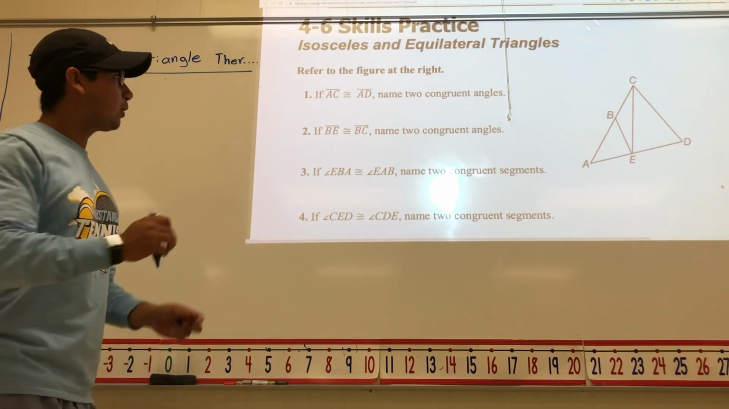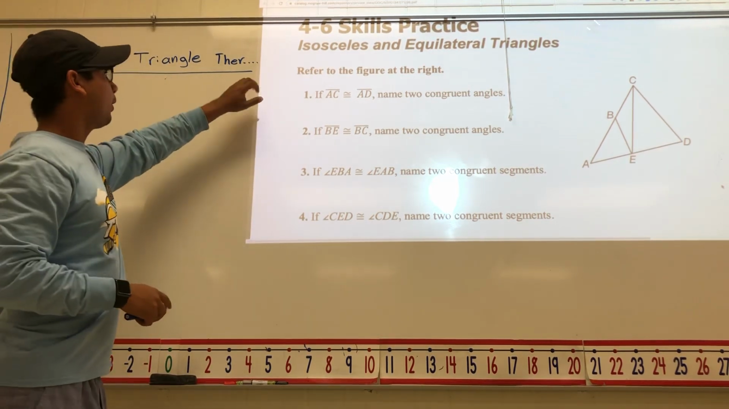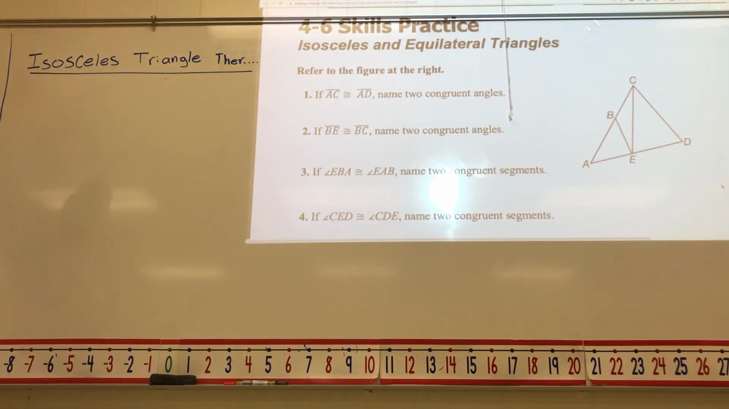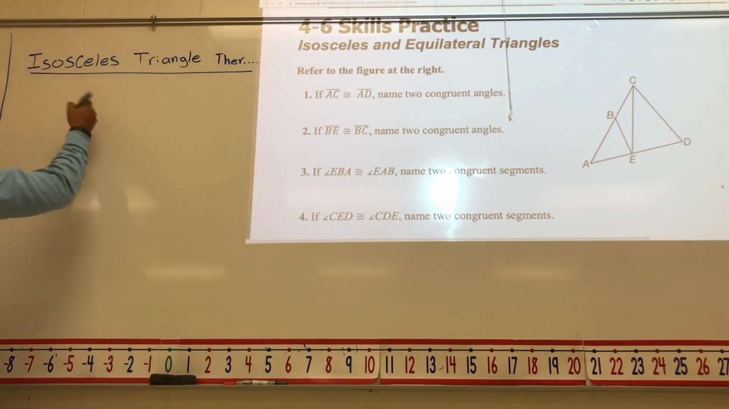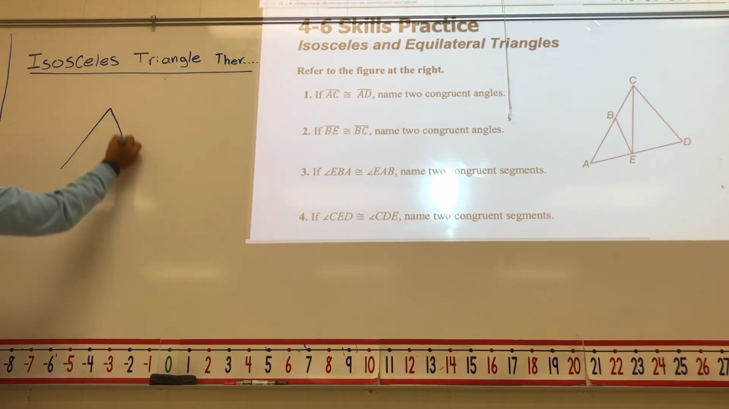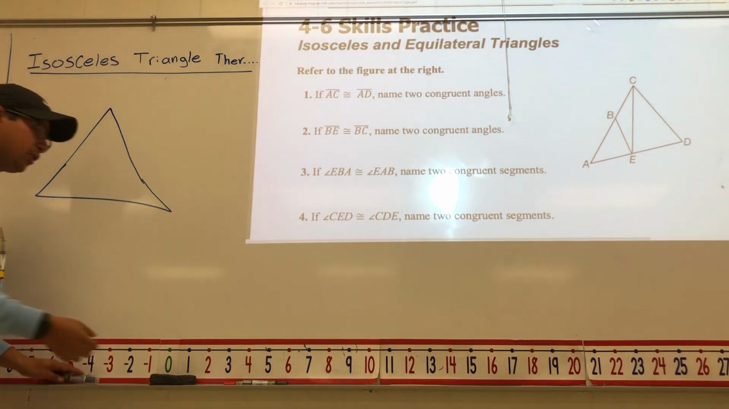Okay, so we're gonna start off here. In order to do this worksheet, guys, we're gonna be using this theorem right here. It's called the isosceles triangle theorem. Now, what this one says is if you have an isosceles triangle, now an isosceles triangle is a triangle that has two sides that are the same, two sides that are congruent.